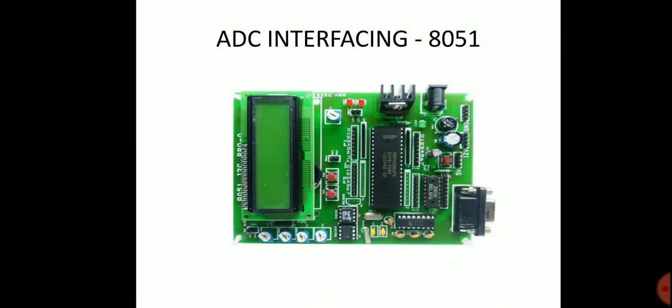Good morning to everyone. In this lecture, EC8691 Microprocessor and Microcontroller, Unit 5: Microcontroller Interfacing and Applications. In the previous session, you studied keyboard interfacing, LCD interfacing, and also servo motor interfacing.